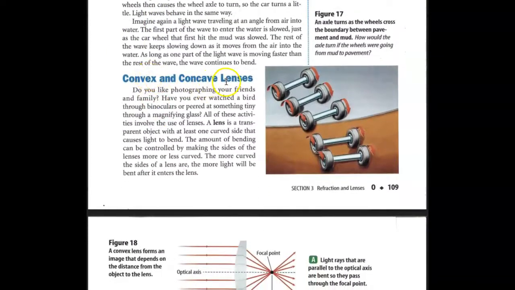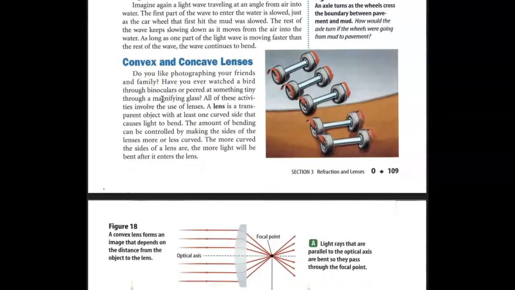Convex and concave lenses. Do you like photographing your friends and family? Have you ever watched a bird through binoculars or peered through something tiny like a magnifying glass? All these activities involve the use of lenses. A lens is a transparent object with at least one curved side that causes light to bend. The amount of bending can be controlled by making the sides of the lens more or less curved. The more curved the sides of a lens are, the more light will be bent after it enters the lens.